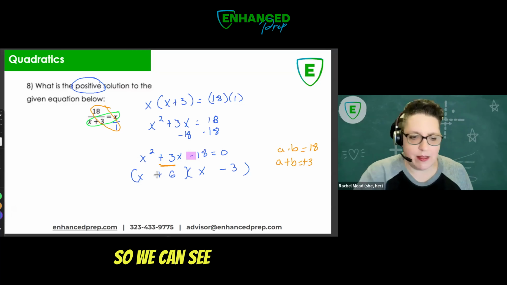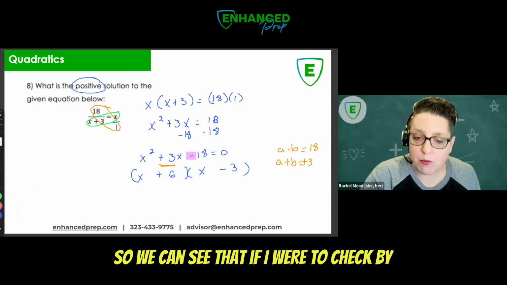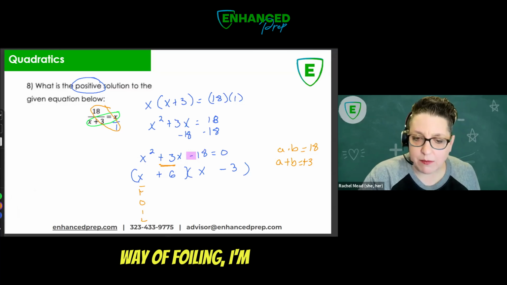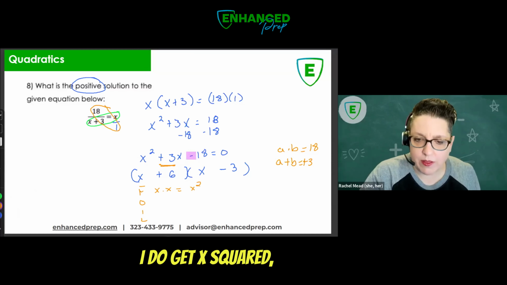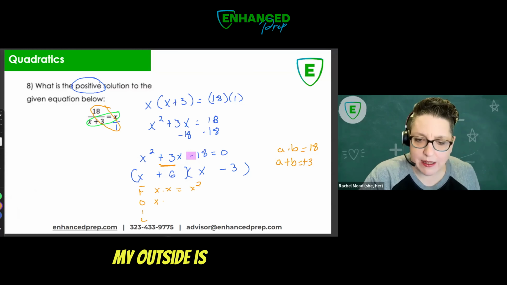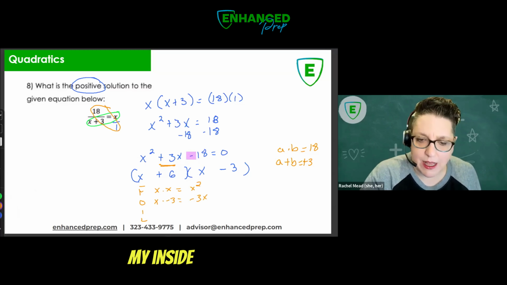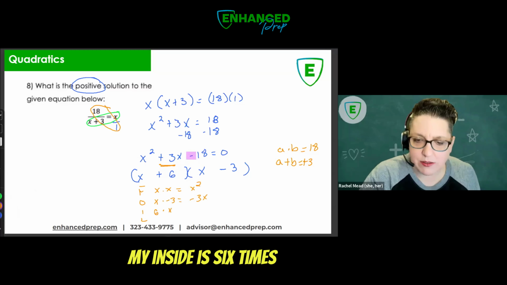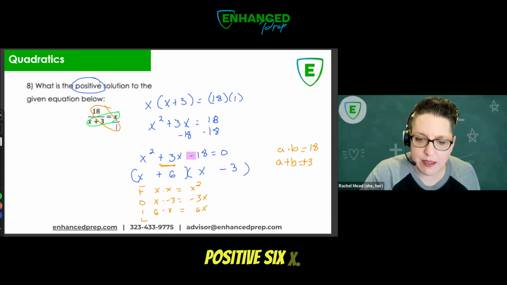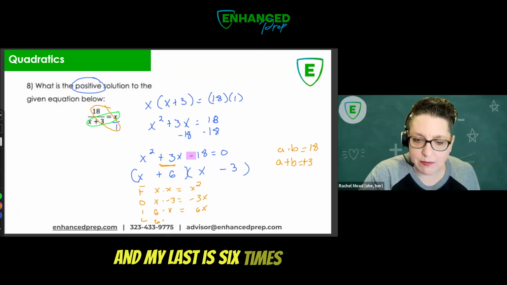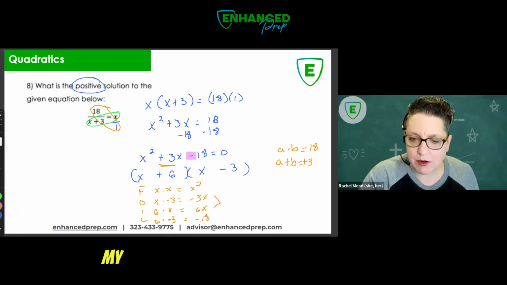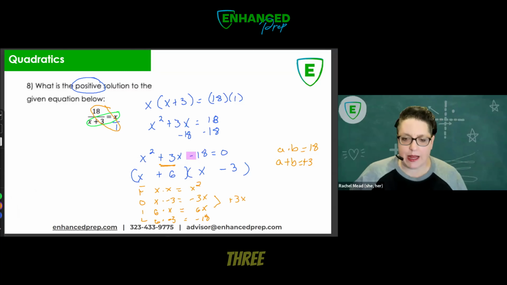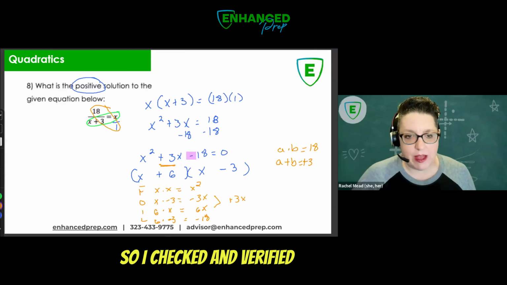So we can see that if I were to check by way of FOILing, I'm going to multiply my fronts, which is x times x. I do get x squared. That works. My outside is x times negative 3, so we get a negative 3x. My inside is 6 times x, so we get a positive 6x. And my last is 6 times negative 3. That does indeed give me negative 18. My middle terms do combine to give me my 3x. So I checked and verified that works.